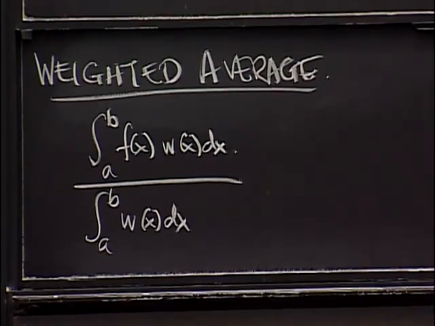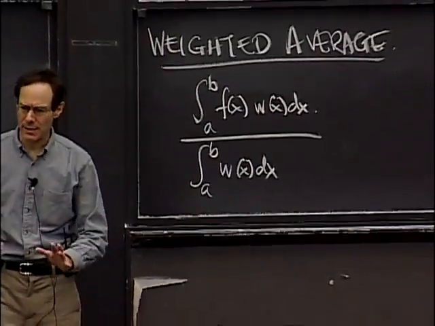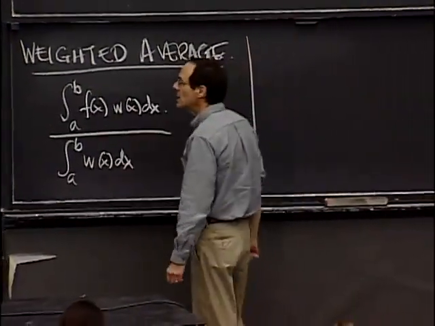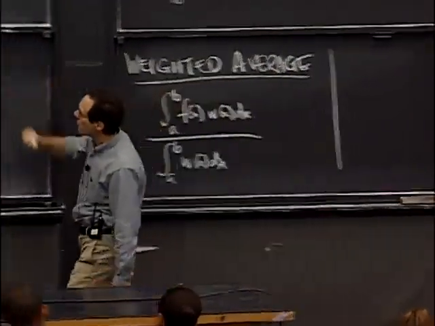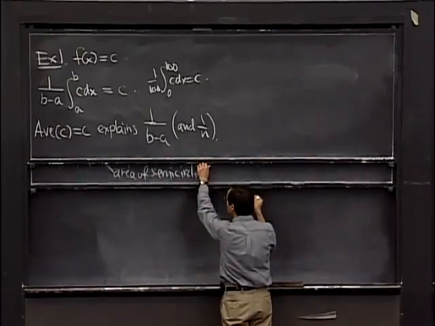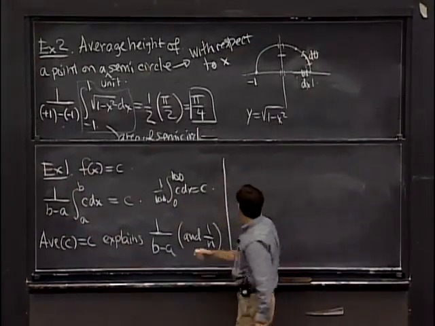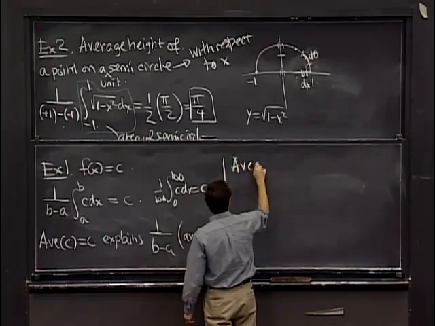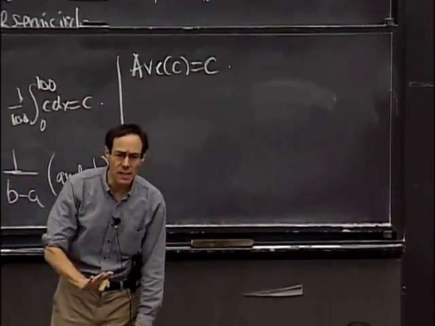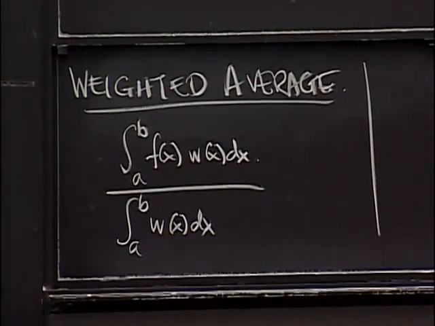Now, why is this the correct notion? I'm going to explain it to you in two ways. The first is this very simple-minded thing that I wrote on the board there with the constants. What we want is the average value of c to be c. Otherwise, this makes no sense as an average. Now, let's just look at this definition here and see that that's correct.